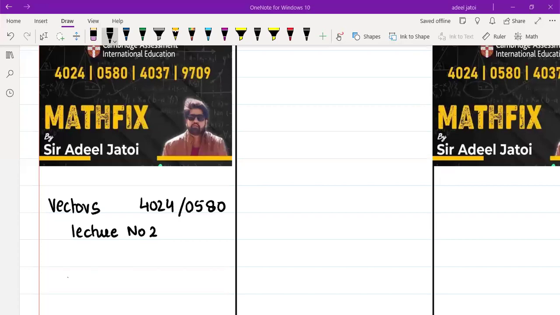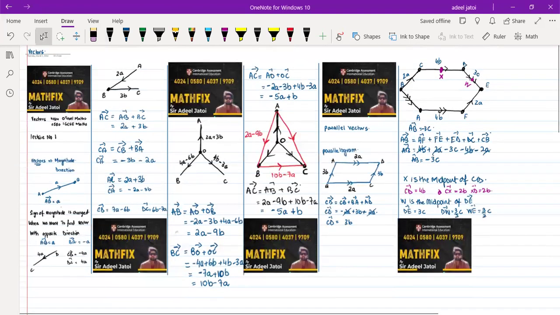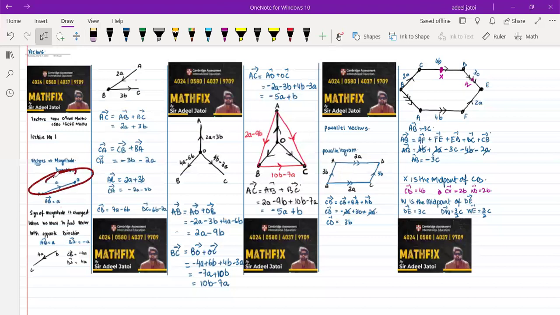अच्छा जी, vectors lecture number 2. This is of O level vector we did in the previous lecture. We make sure we understand, we go through the vectors, knowing the fact that this was what direction, that means AB is equal to A. So if the sign of the magnitude changes, it is coming from the direct opposite route, so this should be DA is equal to minus A.